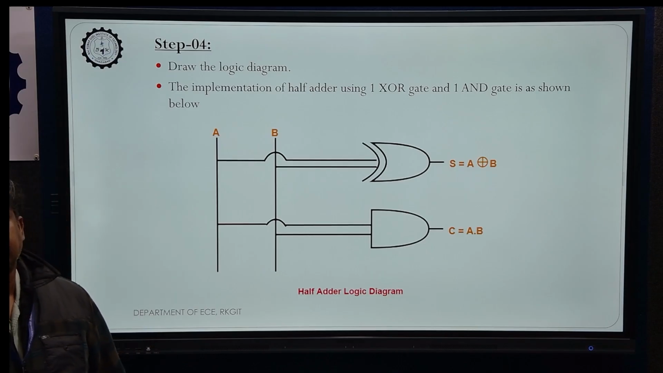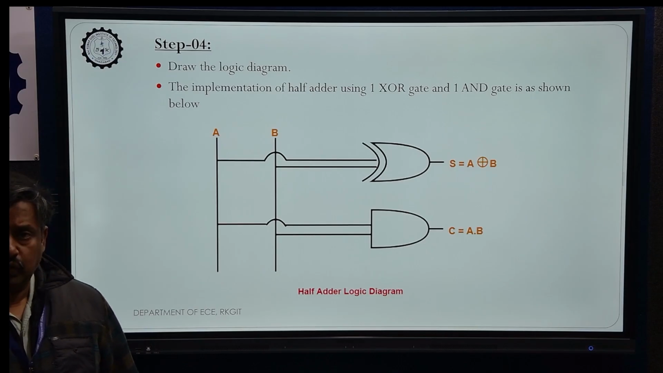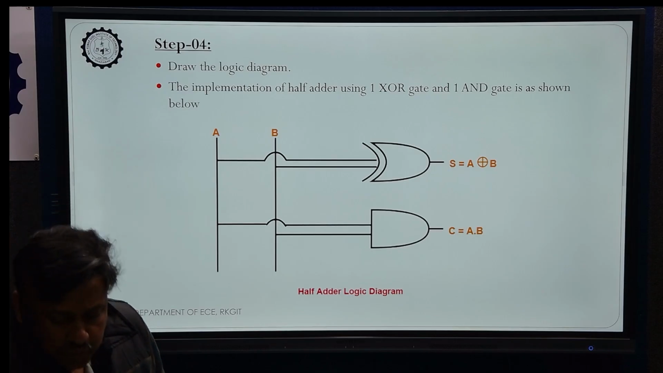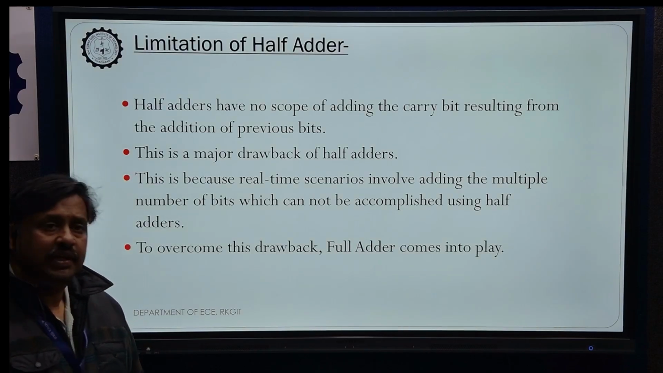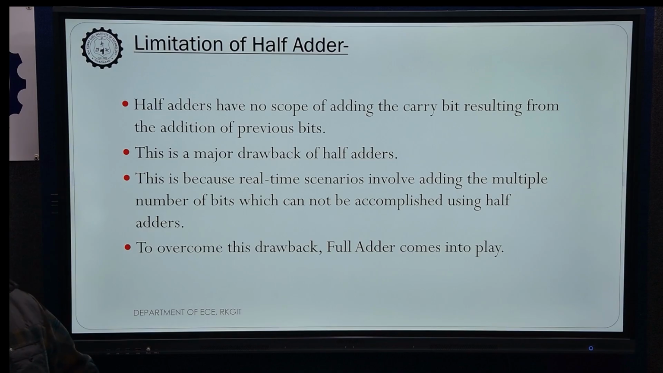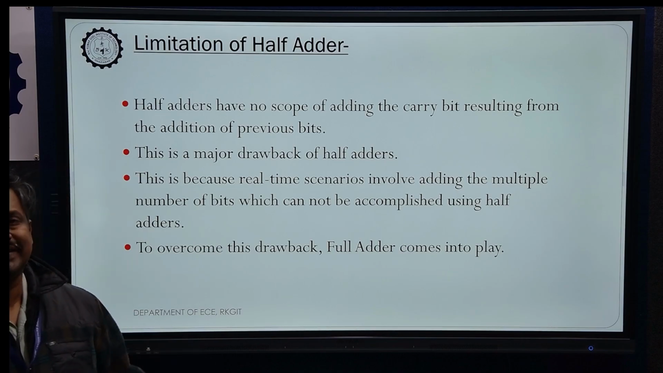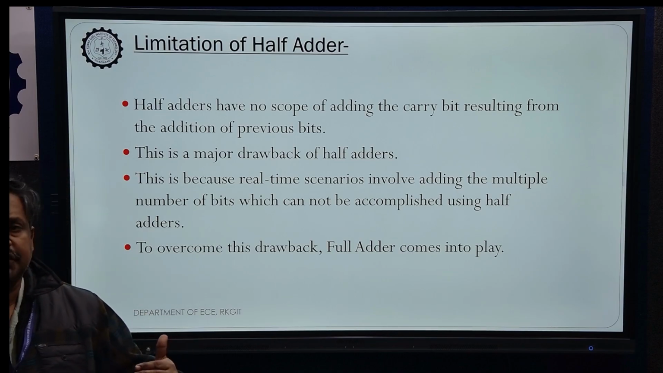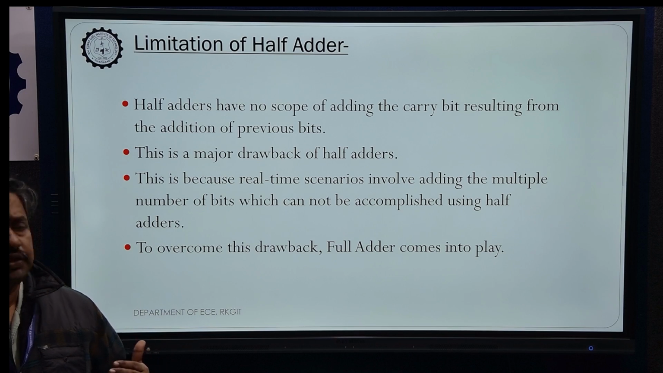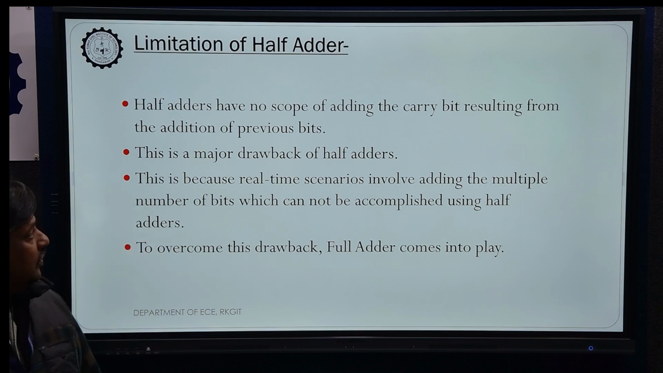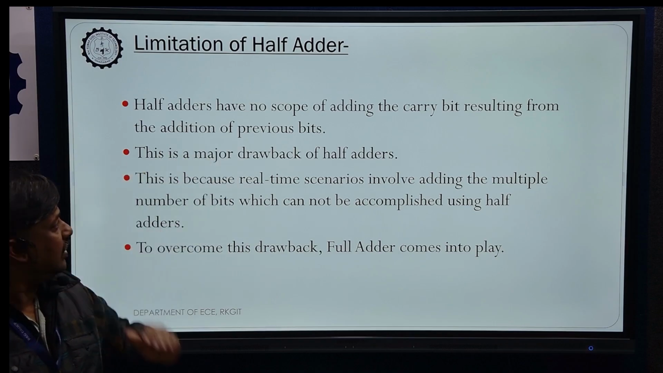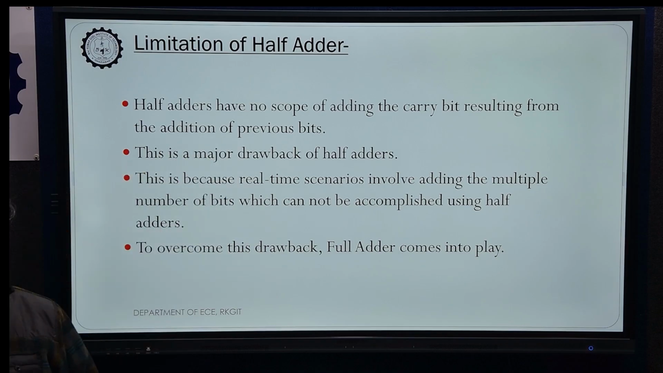So this way we are going to implement full adder also. Now I am going to the next topic. Before going to the full adder, we will discuss the limitations, advantages and disadvantages of these half adders. We have some limitations in half adder. Half adder has no scope of adding a carry bit. That is a major disadvantage of half adder, because we have only two inputs A and B, and two outputs sum and carry.